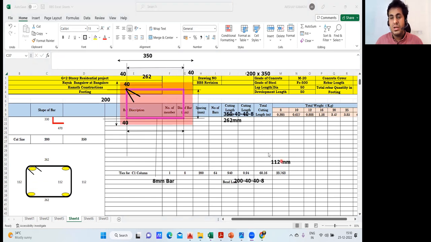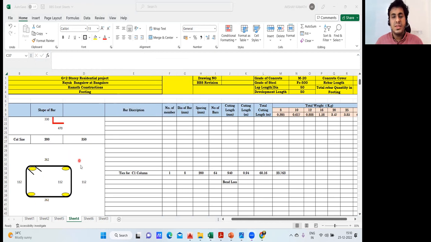See, 112 I got and 262 I got. Same thing in the Excel sheet I got. Okay, this much is understood. Great. So next, if I add everything, 262 plus 112 plus 262 plus 112, I'll get the total cutting length.